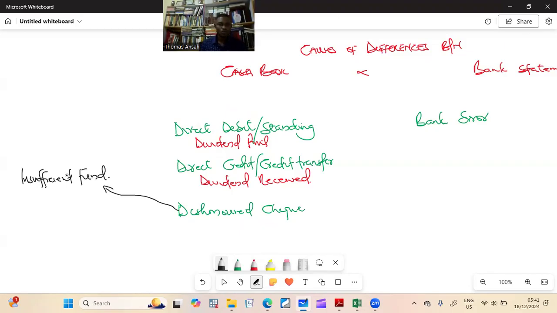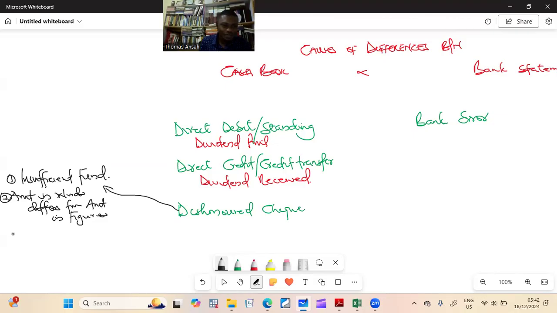Number two, when the amount in words differs from the amount in figures. That one too is possible. Even the pink sheet, if the amount in words differs from the amount in figures, the pink sheet is rejected. Is that not it? All right, that's it. So these are two.